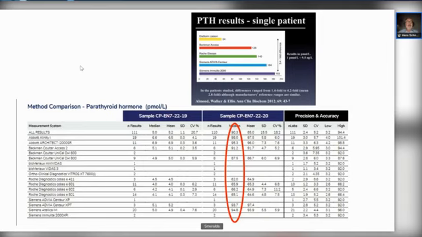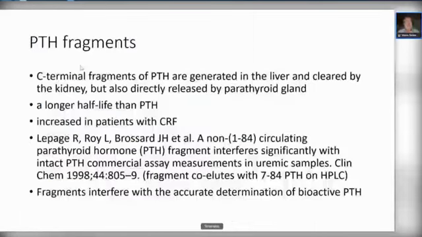And if you look at the next slide, you see the wide variation of linearity of different assays. In blue here is our lab's assay that uses a third generation assay that typically measures lower than the second generation assays. The next slide, please, and that is due to PTH fragments.